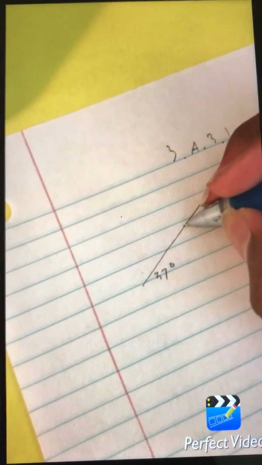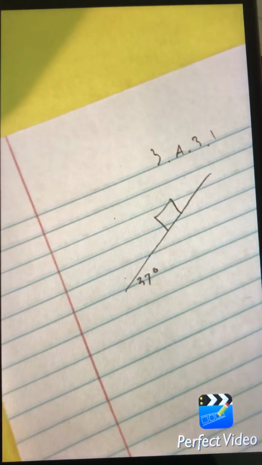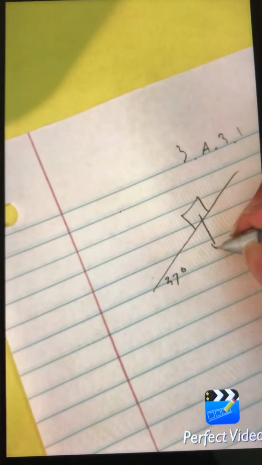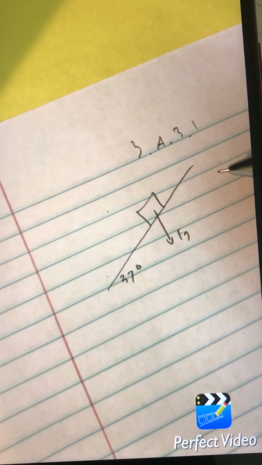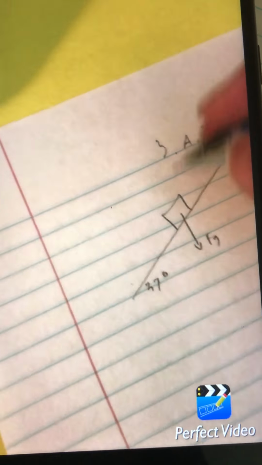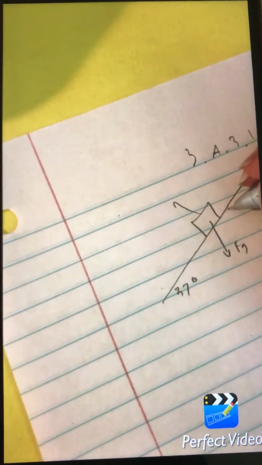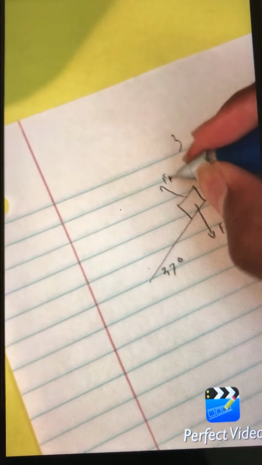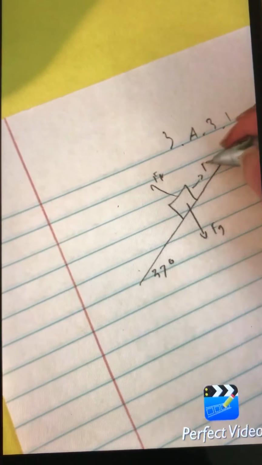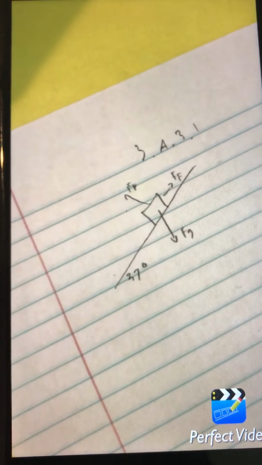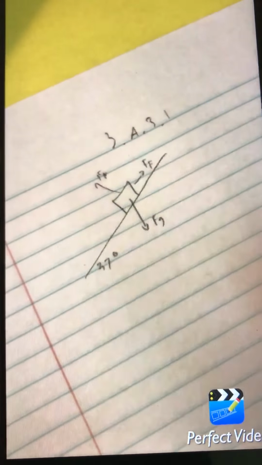Here's the incline, 37 degrees. Here's the box. So first, what we're going to have to do is identify the forces acting on this box. Of course we have the force of gravity, because gravity is ever present and it's always pointing straight down. Then we have the normal force, Fn, which is always perpendicular to the surface. And then of course there's friction, pulling away from the direction the object is trying to go.